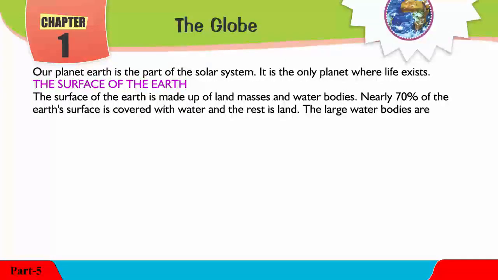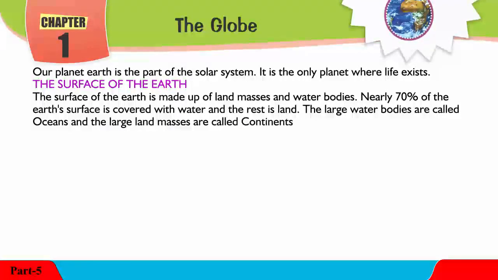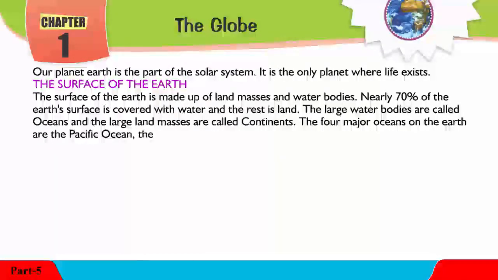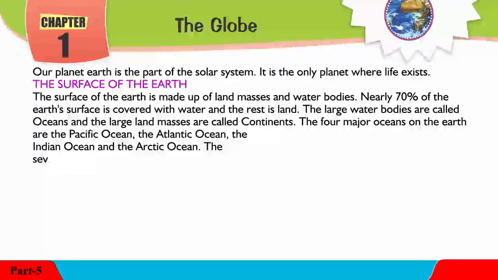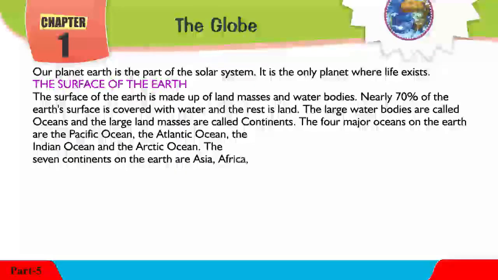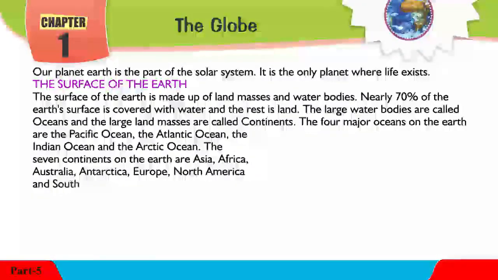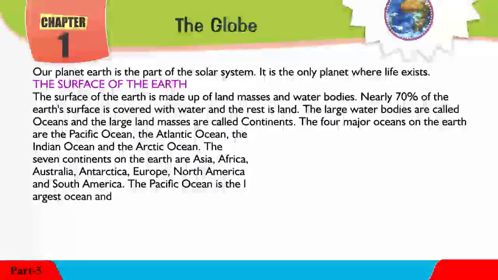The water bodies are called oceans and the large land masses are called continents. The four major oceans on the Earth are the Pacific Ocean, the Atlantic Ocean, the Indian Ocean, and the Arctic Ocean. The 7 continents on the Earth are Asia, Africa, Australia, Antarctica, Europe, North America, and South America. The Pacific Ocean is the largest ocean and Asia is the largest continent.